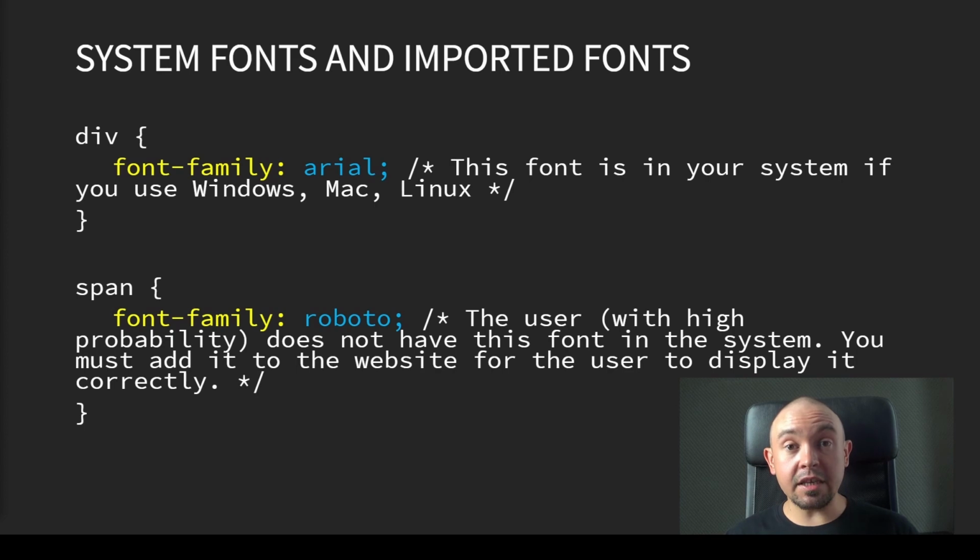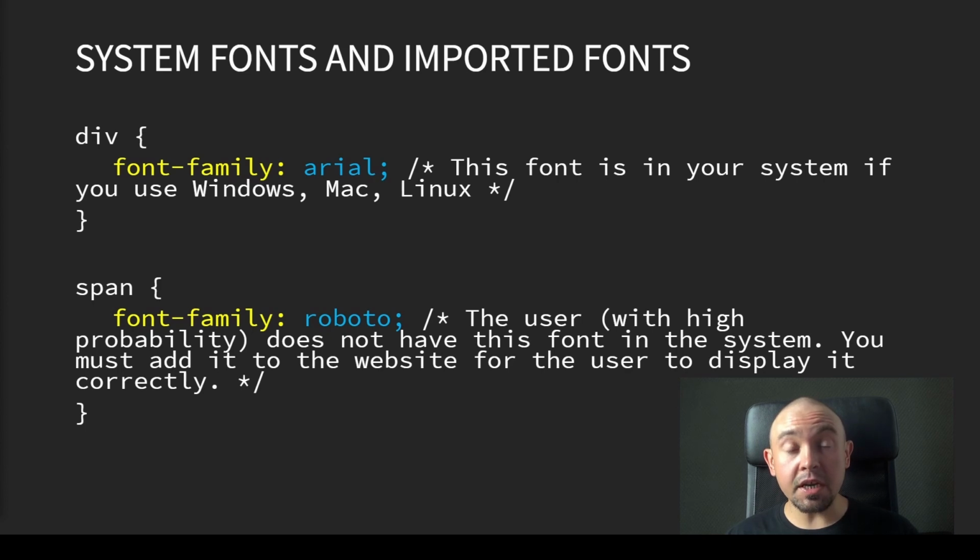System fonts and imported fonts. Arial is in your system if you use Windows, Mac, or Linux, so it's a system font. But what about the Roboto font? It's a popular font designed by Google and used by default on the Android devices. The user, with high probability, does not have this font in the system. You must add it to the website for the user to display it correctly. That's why it's called an imported font. Of course, I will show you how to import fonts to the website.